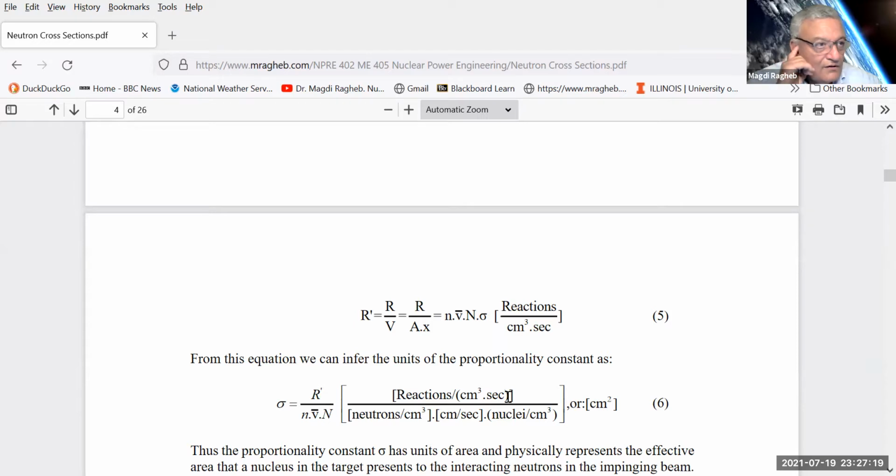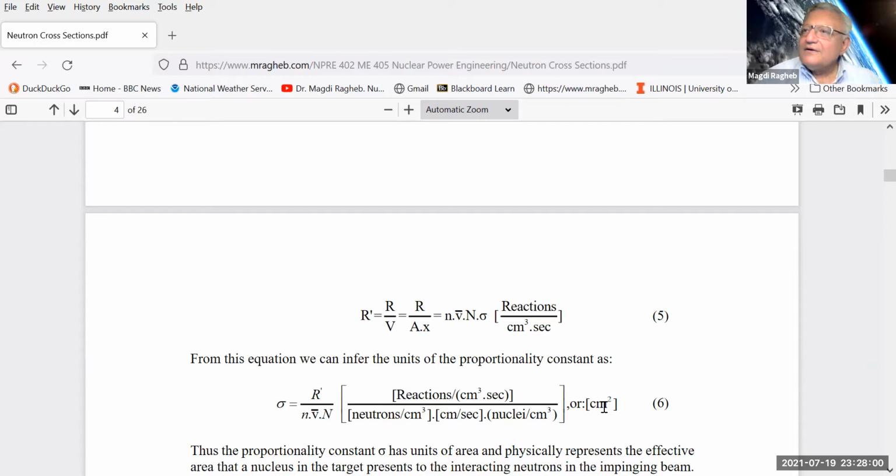The R prime, we know that it's reactions per centimeter cubed per second. We are doing some form of deriving equations using dimensional analysis here. The N here is neutrons per centimeter cubed in the beam. The speed of the neutrons or velocity here is centimeter per second, and the number density in the target is capital N nuclei per centimeter cubed. You find that centimeter cubed cancel, second and second cancel, reactions with neutrons also cancel. So we end up with that sigma having units of centimeter squared. And that is why we call it the cross-section.